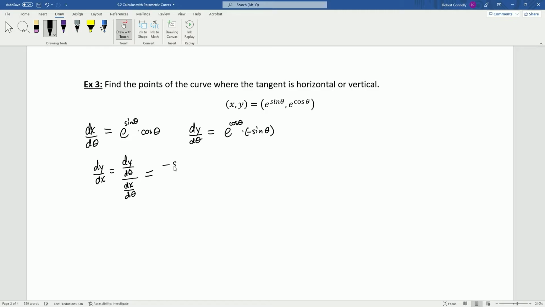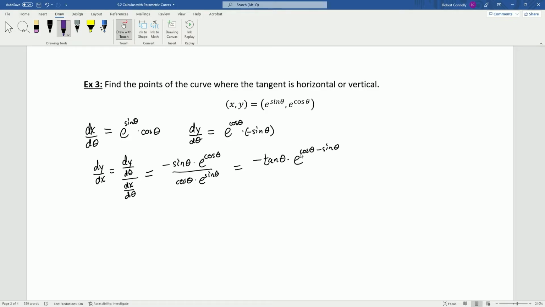So that's negative sine of theta times e to the cosine of theta over cosine of theta times e to the sine of theta. And I just rewrote those multiplications. Now this gives us negative tangent of theta times e to the cosine of theta minus sine of theta. Right? We just used our power rules, or I should say exponent rules more properly.